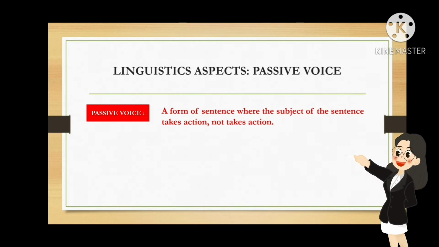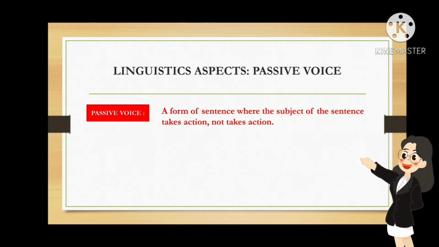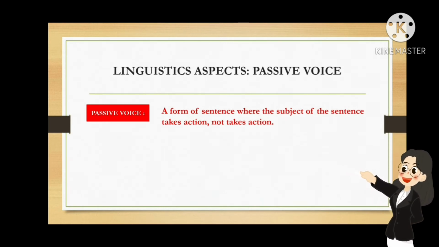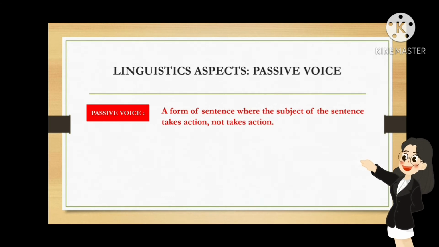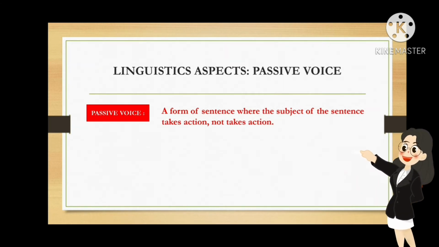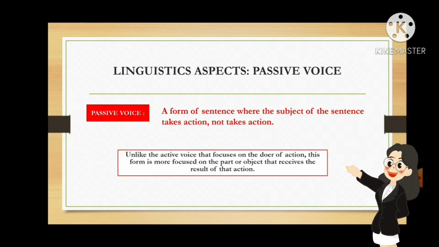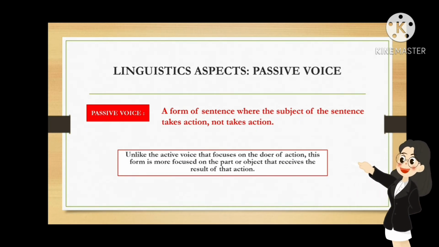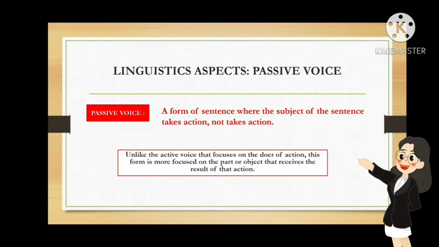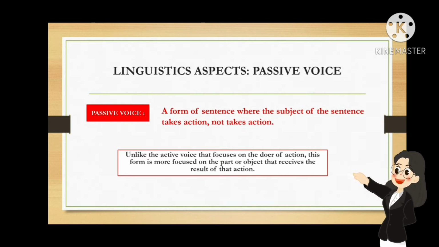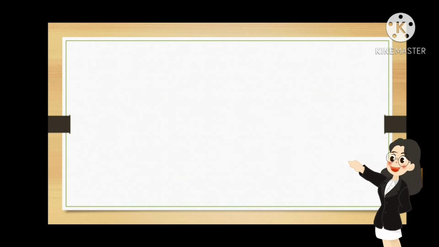Only in academic writing, passive sentences are more often used. Usually, in academic writing, the object becomes the main focus of discussion compared to the other. Unlike the active voice that focuses on the doer of the action, this form is more focused on the part or object that receives the result of that action.